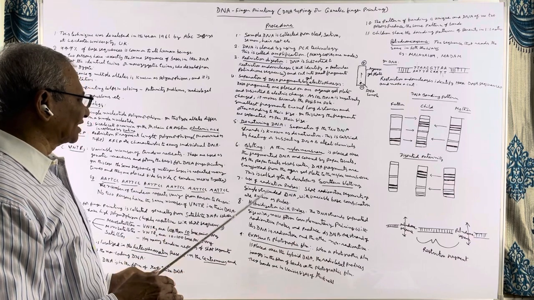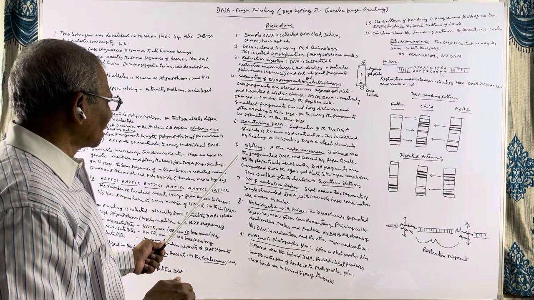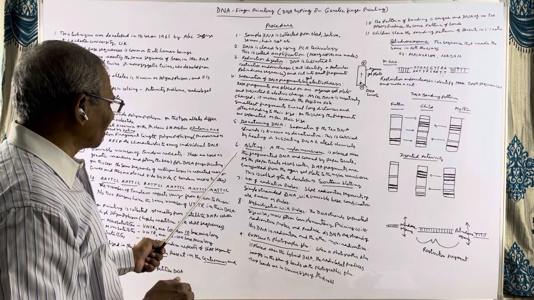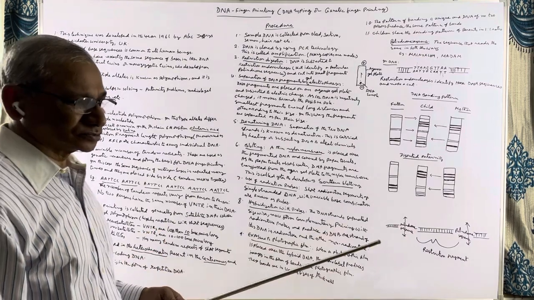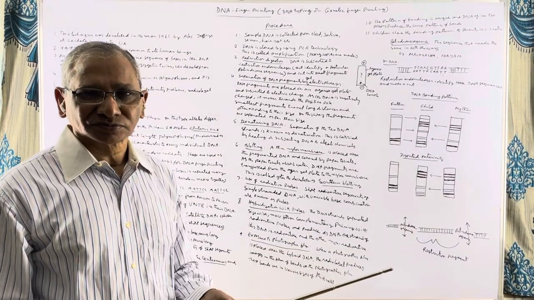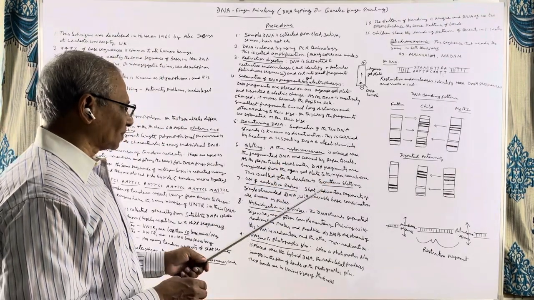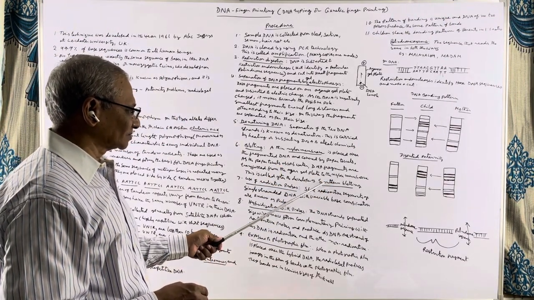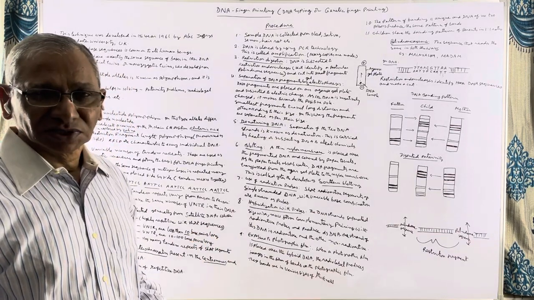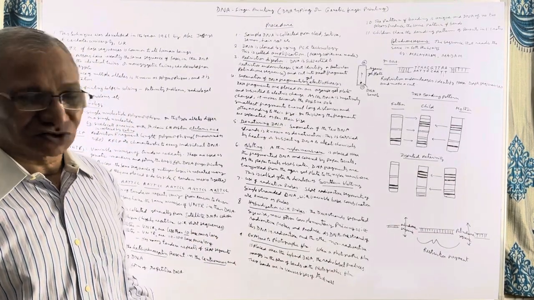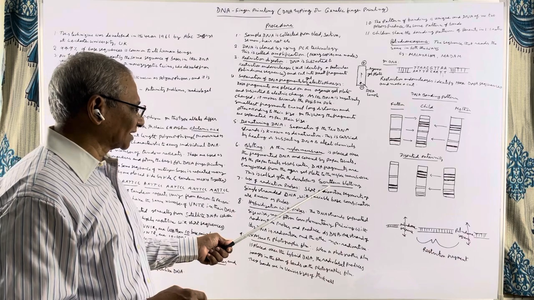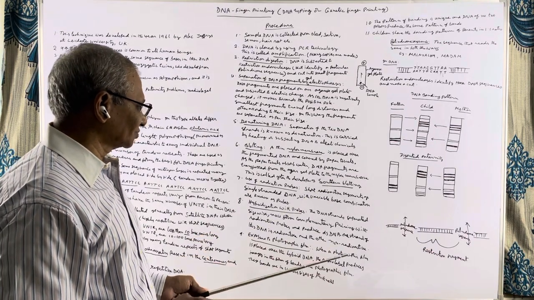After separating the DNA strands, the process called blotting is carried out. This blotting technology was discovered by a scientist named Southern. Southern is the name of a scientist. So it is known after him as Southern blotting technology or Southern blotting.